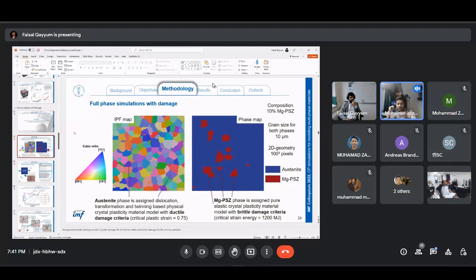Understood. One last question from my side. I'm planning to apply this CPFEM to failure analysis of metallic products like boiler tubes, something like that. My data is only images from an optical microscope, a metallurgical microscope. Is it possible that I can run CPFEM using that information only?